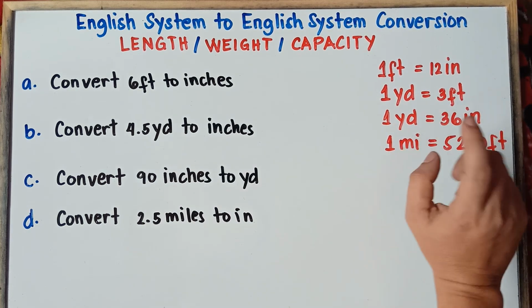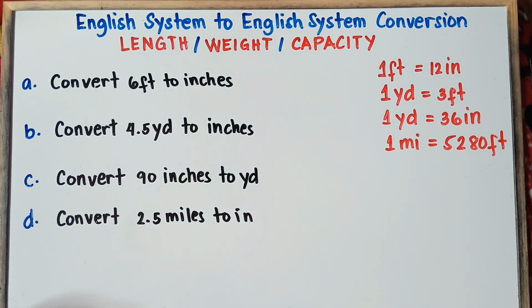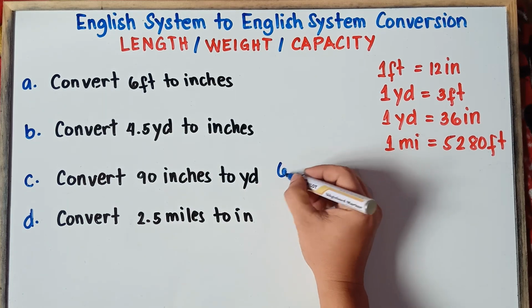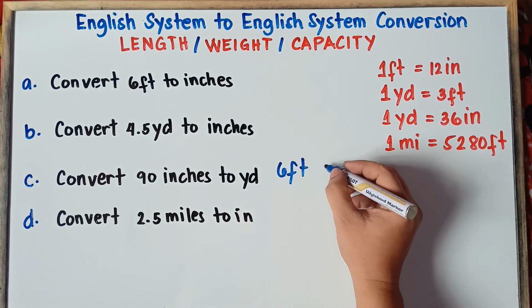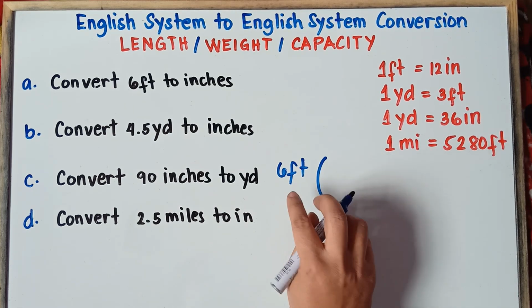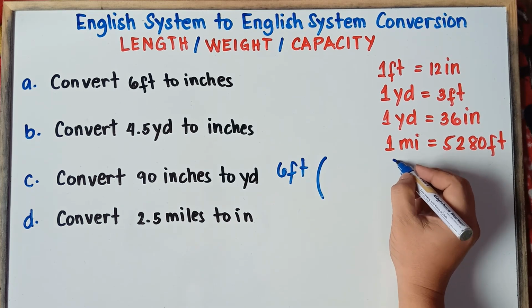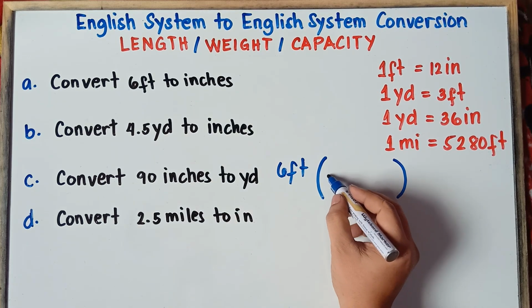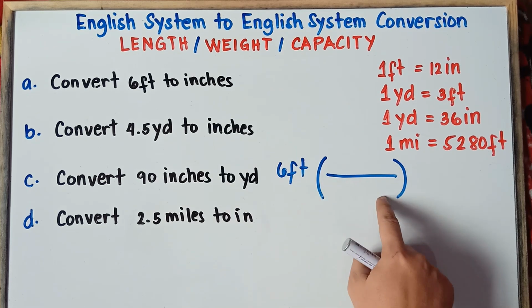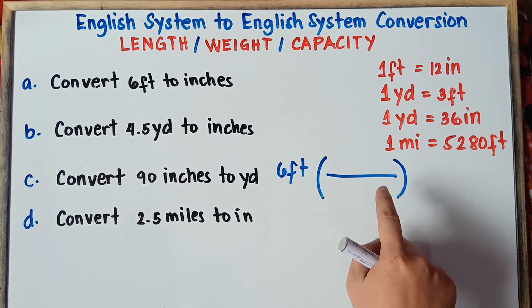So therefore, class, we will be using this conversion. First thing to do, class, you copy first the given, 6 feet. And then you put parentheses, class, because we need to convert this one using a unit fraction. So copy the given and then you put parentheses. And then you put a fractional bar. Now, if our given unit, class, is feet, the unit on the denominator must also be feet.